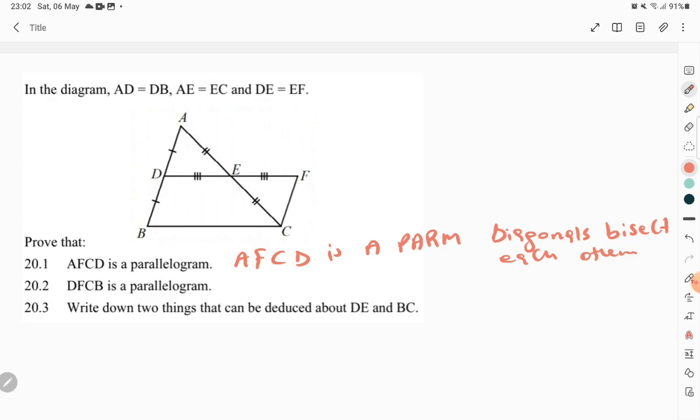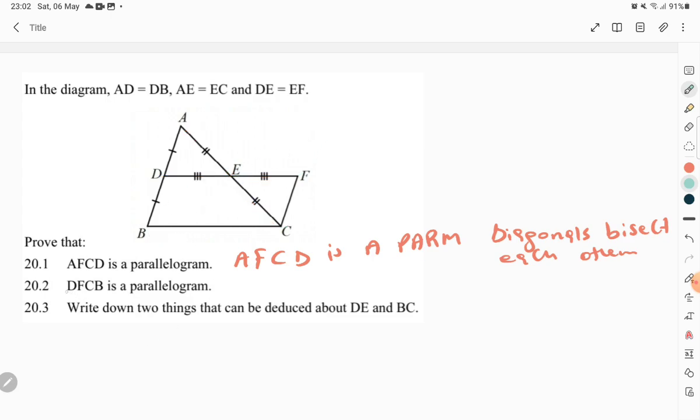So we can see that since this diagonal is being bisected by E and this diagonal is bisected by E, remember that our quadrilateral, our parallelogram, is going this way. So you can see that in the absence of this portion, we have a parallelogram over there. So by the way, we are done with that one.